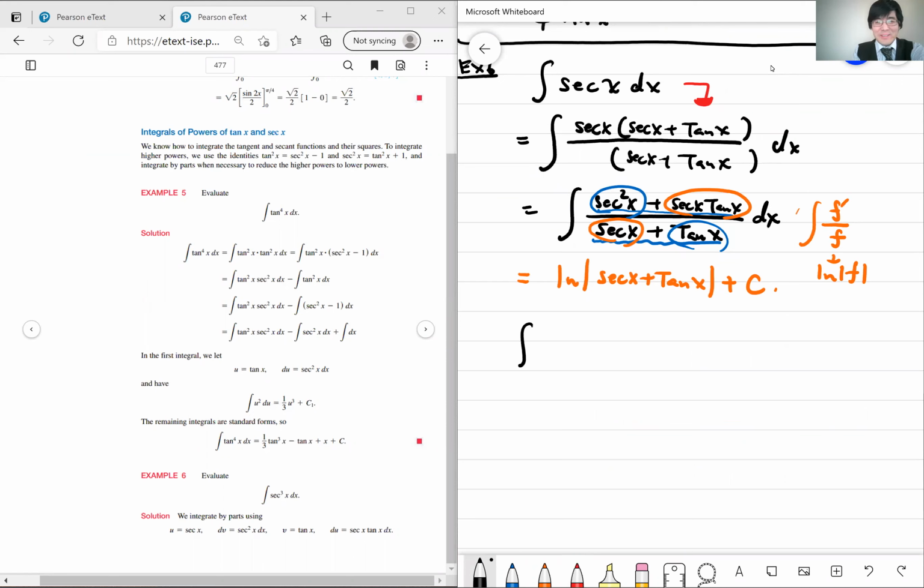So, integral of secant is actually much harder than integral of secant square. Yeah. In contrast, this is easy. This is easy. Ridiculously easy. Because this is antiderivative of.